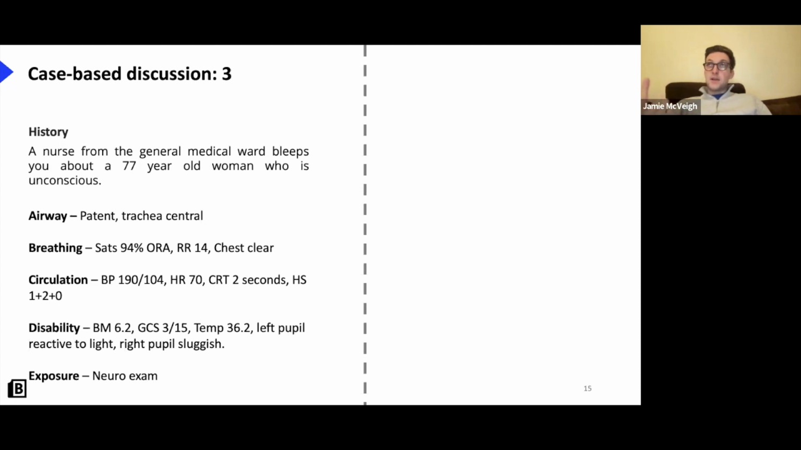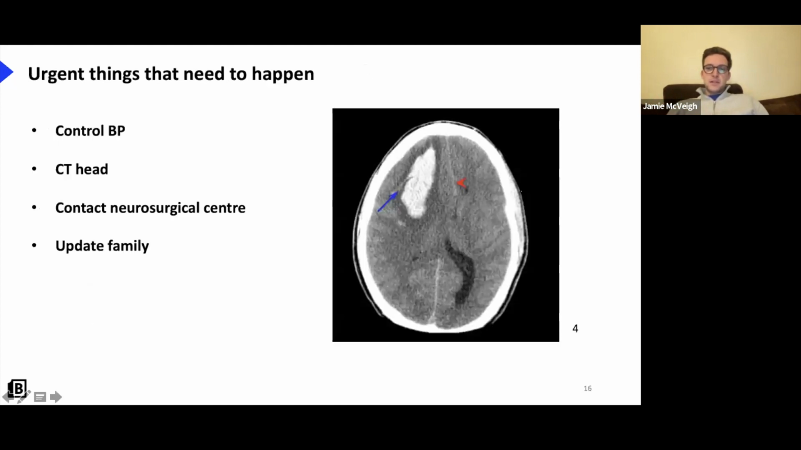Next one, say we've done the CT head and we've got the result. And there is, well, actually, I'll show you the diagnosis next. But that gives the answers away. But there you go. So this is the CT scan.